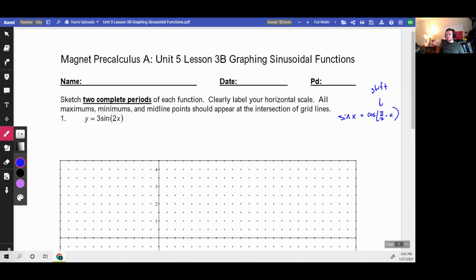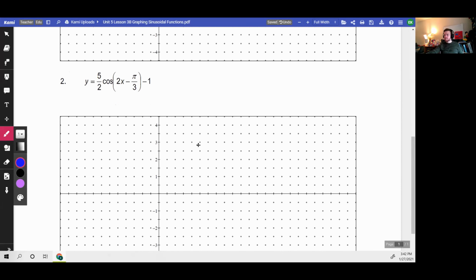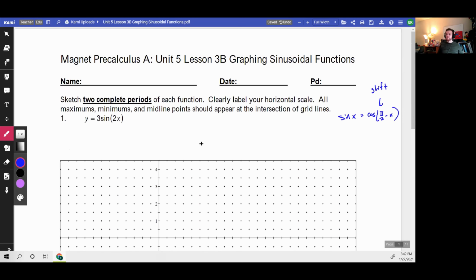Speaking of midline, let's get all these vocabulary words down so we can recall them as we move forward in these two problems here: 3 sine 2x, and 5 half cosine 2x minus pi over 3 minus 1. What are the vocab words that we care about when it comes to trig functions? Well, you just said midline. So midline is the middle of the thing that's going up and down, right? So like oscillating. That's the general shape of what sine and cosine curves are. So the midline is the middle. And you can find that just by looking at the maximum or the minimum, which is vocabulary we're familiar with.